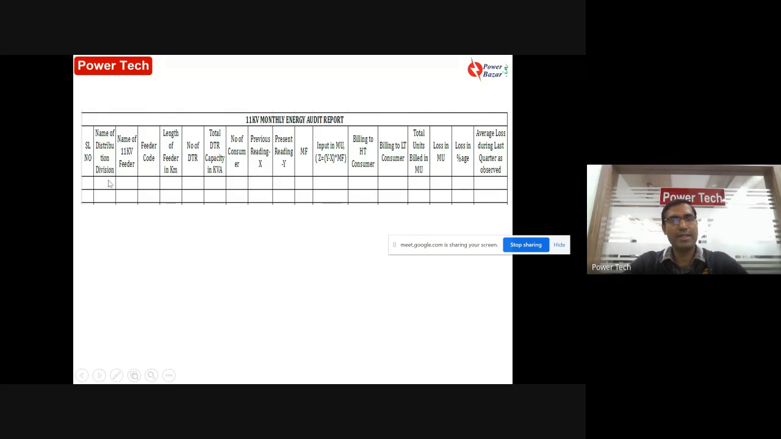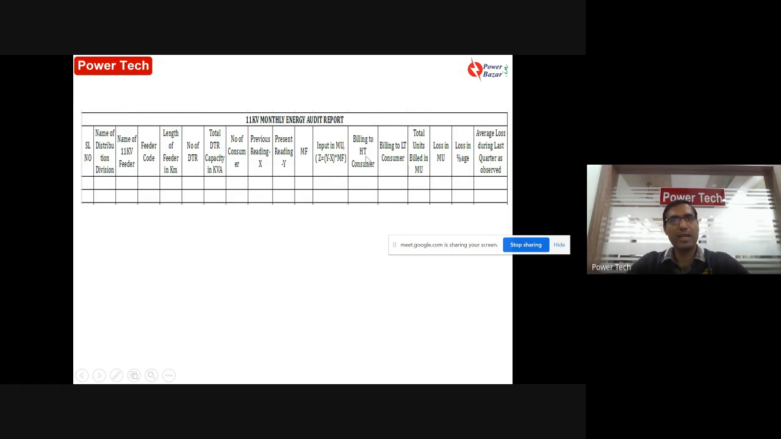Name of the distribution division, name of the 11 kV feeder, what's the code, length of the feeder in kilometers. Now how many distribution transformers are there in that line network, what is the total capacity of the distribution transformers, and how many consumers. So here the readings of the meter need to be taken. To get the input value, you subtract the previous reading from the present reading, multiply by the multiplying factor, and you get the input to the feeder.